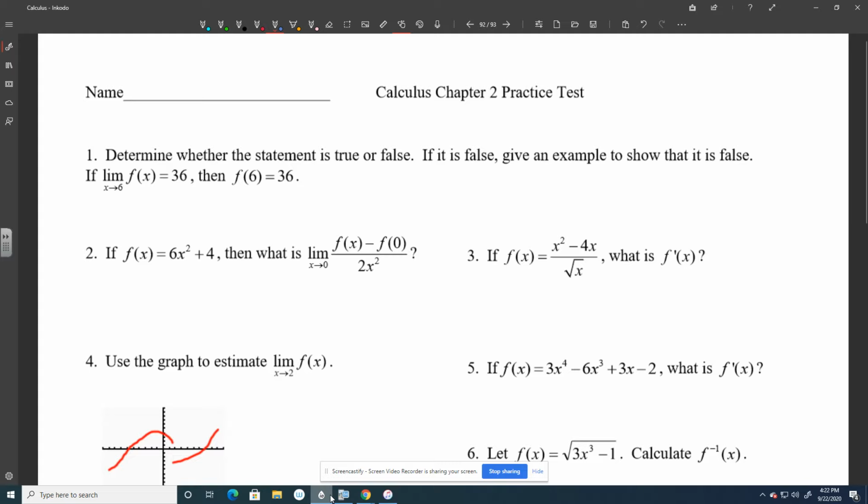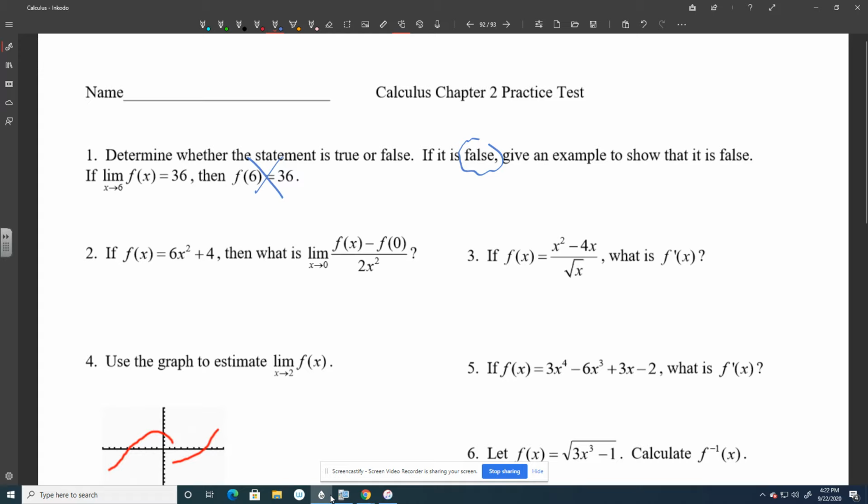All right, number one on our practice test, or our chapter 2 review. Determine whether the statement is true or false. You've seen something like this in the past. If it's false, give an example to show that it's false. If the limit as x approaches 6 of f of x is equal to 36, then f of 6 is equal to 36. So as I'm getting close to 6, I'm getting close to 36. That does not mean that I actually reach 36. So this statement would be false.